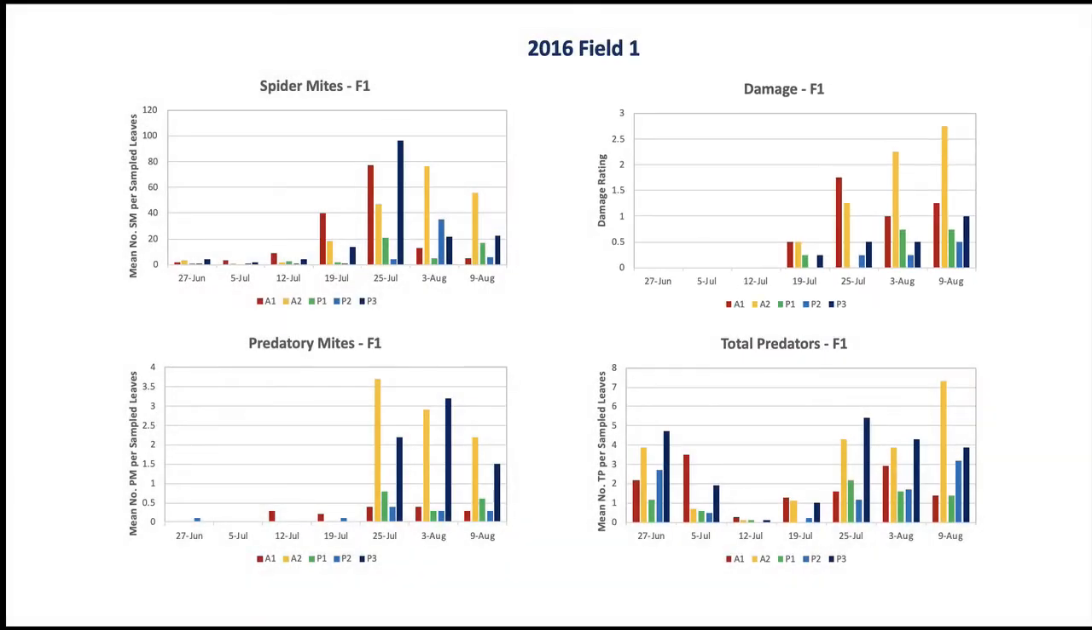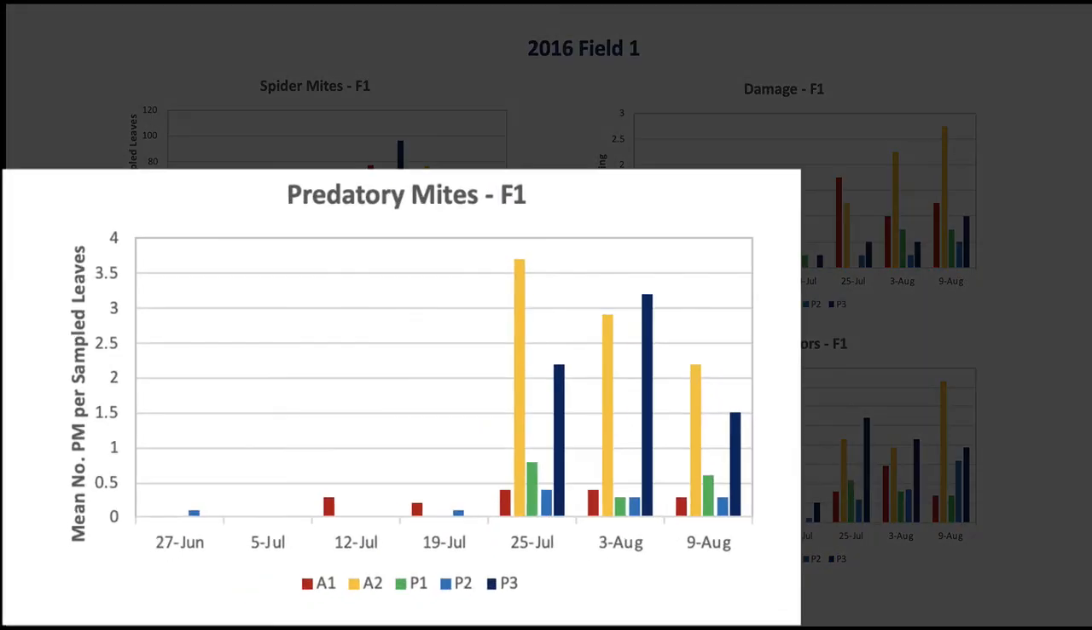Looking at the predatory mites graph, you can see on June 27th, we began to see predatory mites show up in our area where we made releases in that predatory 2 area. Then we began to see some predatory mites show up in our Asana area where we had sprayed with Asana to try to keep the predator out. But yet those predatory mites were moving around in that field, and they were moving into those areas where we had sprayed.